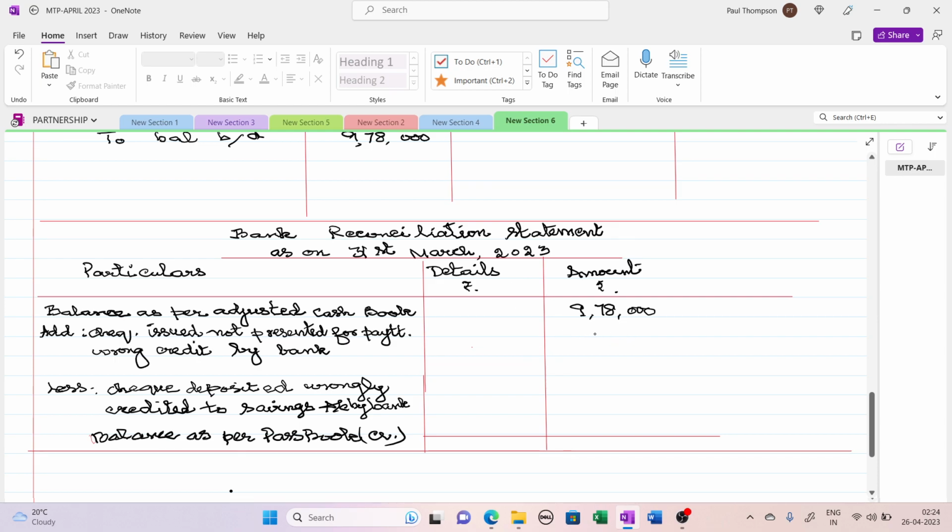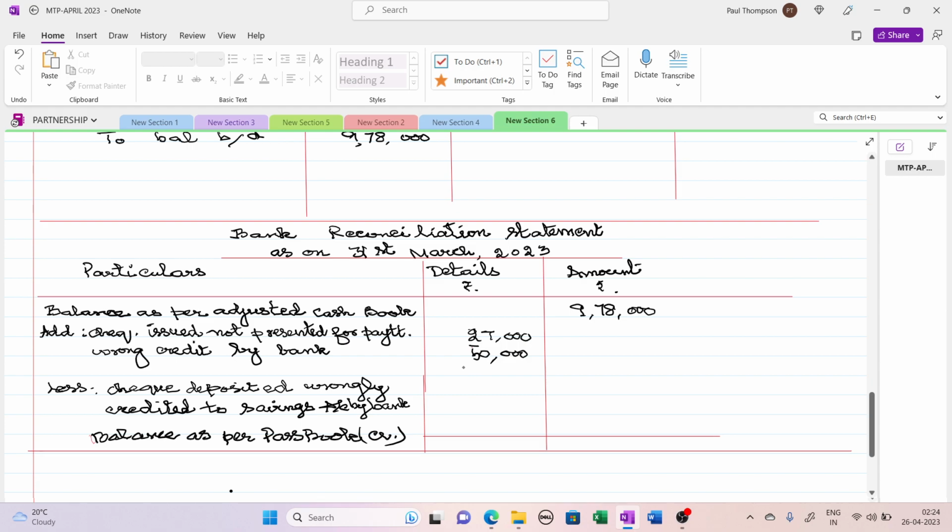Check issued but not presented for payment. That is only 84,000. Out of that only 57,000 were presented for payment. So only 27,000 we have to add, because this payment was not made by bank. Whereas in our cash book we have shown it as a payment. And bank has given me a wrong credit of other person's account 50,000. So that also I should add. In order to reach the passbook balance, I have to do whatever they have done.